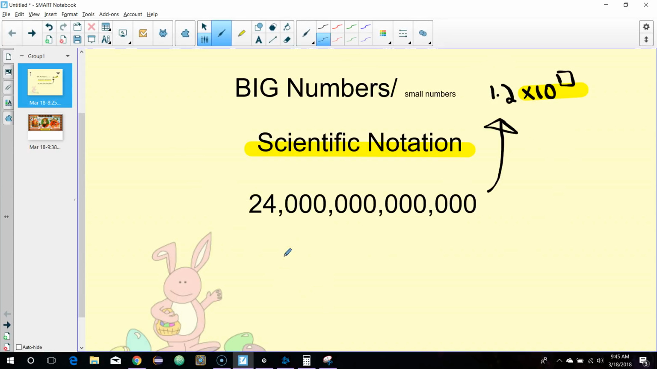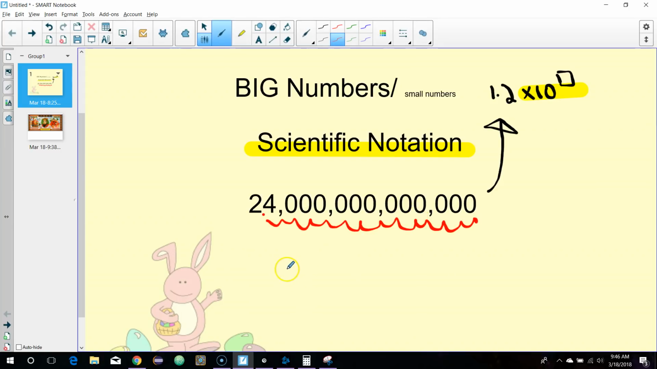If you have a number like this, the very first step is to put a decimal between the first two numbers. This is for a really big number. I'll put a decimal right over there. Then I'll start counting how many times I have to go all the way to the end, and that is going to be my exponent. So I'll start counting 1, 2, 3, 4, 5, 6, 7, 8, 9, 10, 11, 12, 13. So altogether there are 13 times.